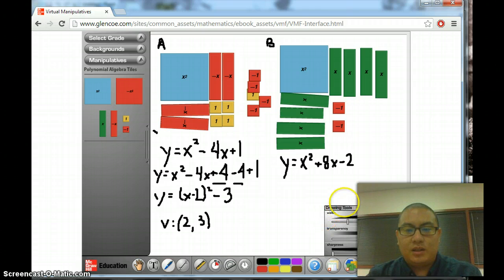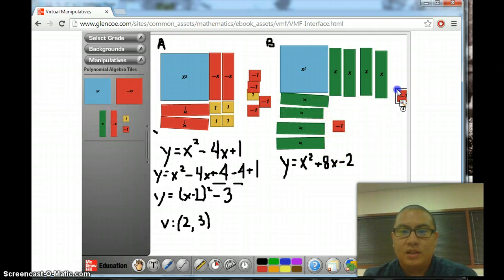Now for the other one, we're going to do the same thing. I'm just going to get rid of these 2 negatives and move them to the side. Now I know there's 8 x's, so this square is going to be 4 by 4. All I have to do is take 8, since there's 8 x's, divide by 2, that's 4, and I square it and I get 16. So I want to add 16, and obviously I have to subtract 16. It's adding 0.